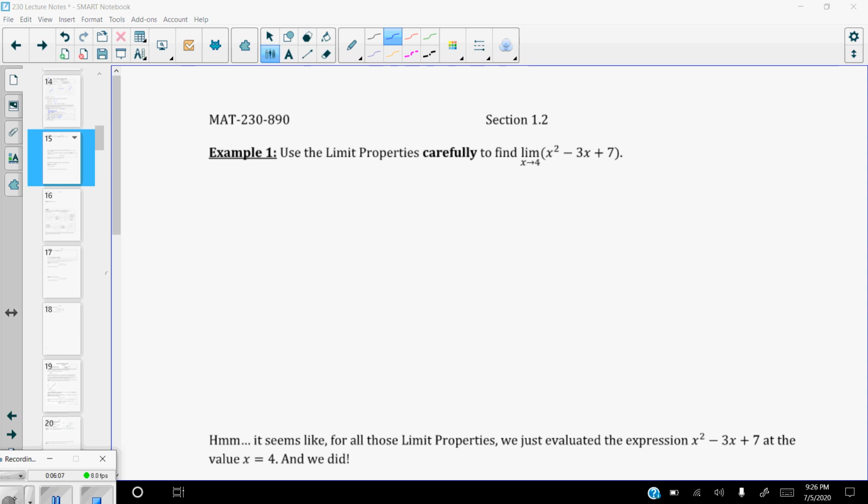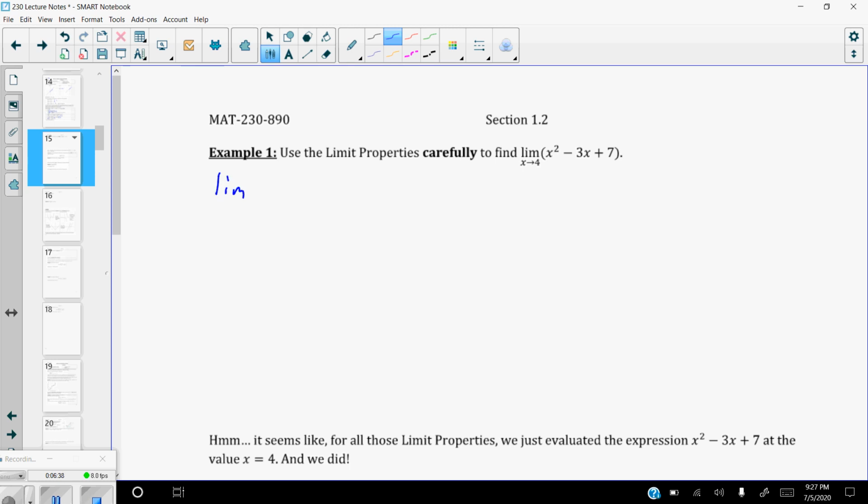Okay, example 1. Use the limit properties carefully to find the limit as x approaches 4 of x squared minus 3x plus 7. Now, we could graph this, we could do it numerically, but we're going to use the limit properties instead. And I'm going to be honest with you, most likely you'll never use this limit property in the way that we're getting ready to do it for something like this again, but at least it gives us the idea. So one of the limit properties says that we're allowed to separate all of the additions and subtractions. So let's go ahead and do that.